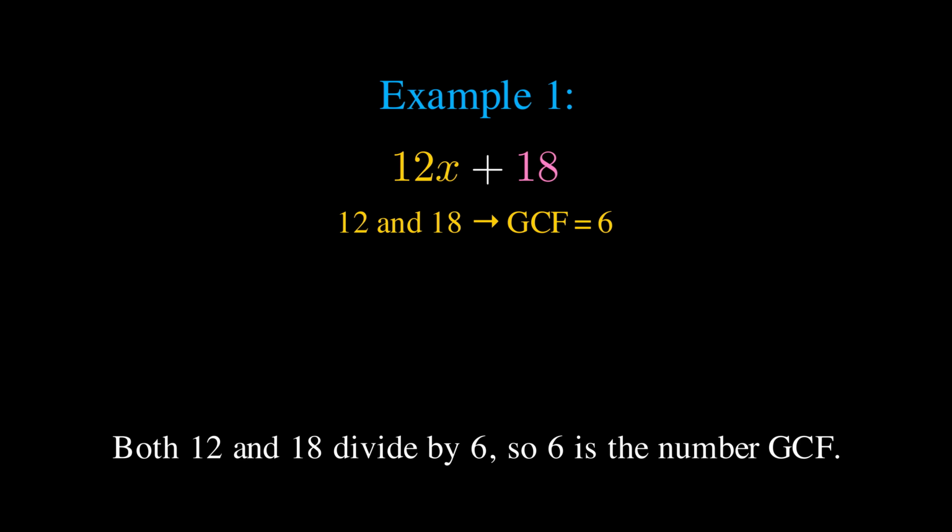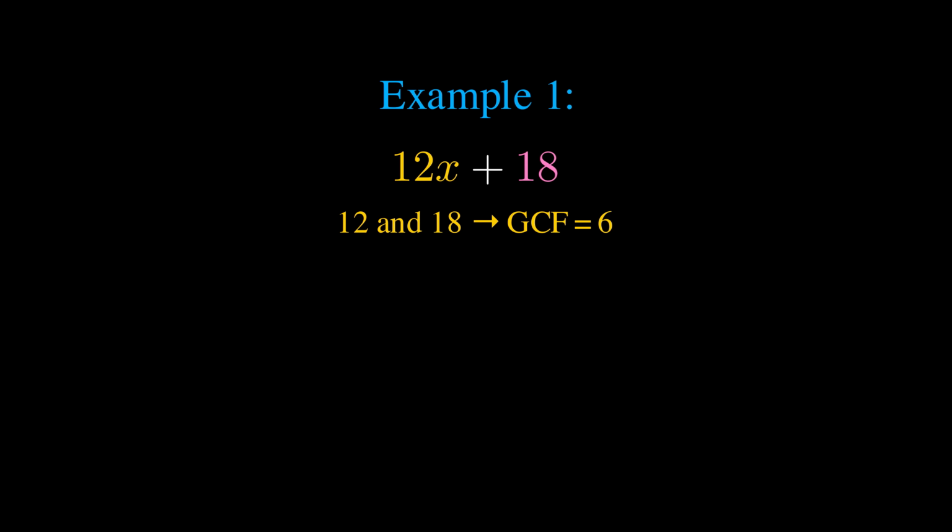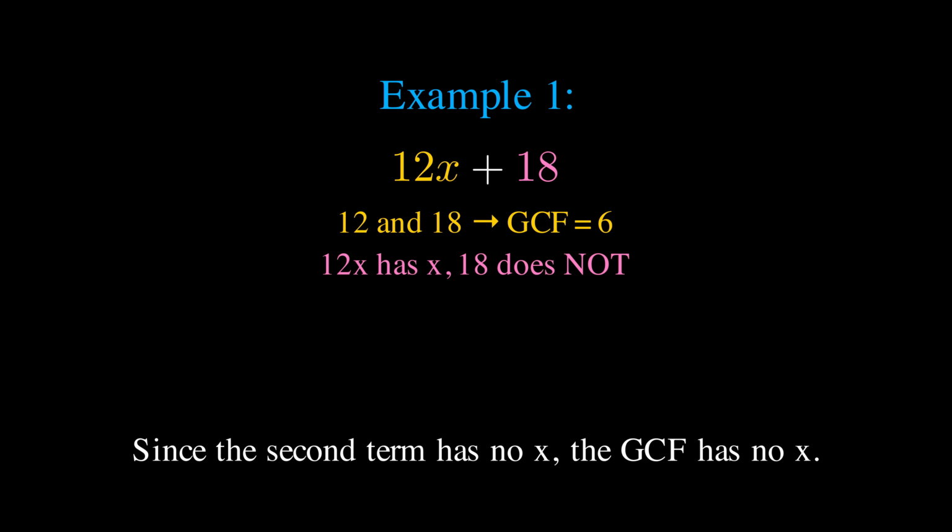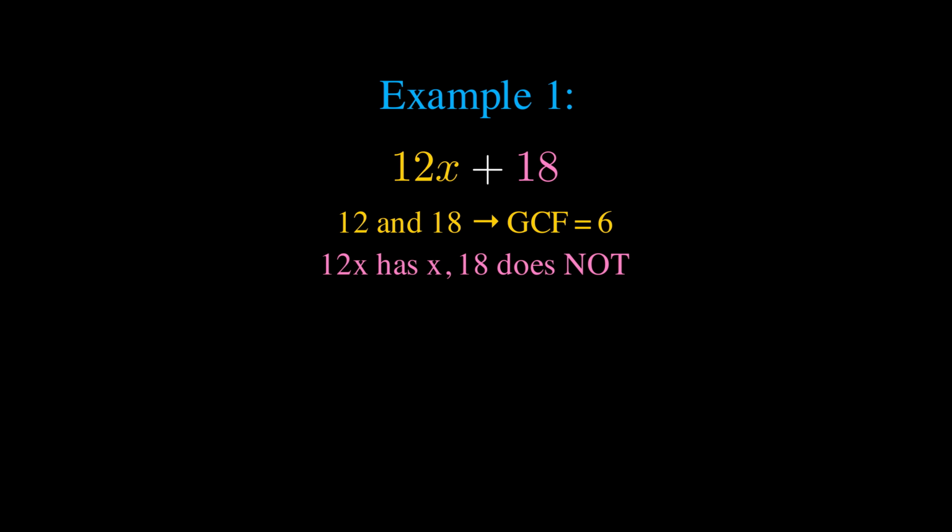Now look at the variables. 12x has an x. 18 does not have an x. Since both terms do not have x, the GCF does not include x. We factor out 6. Now divide each term by 6.